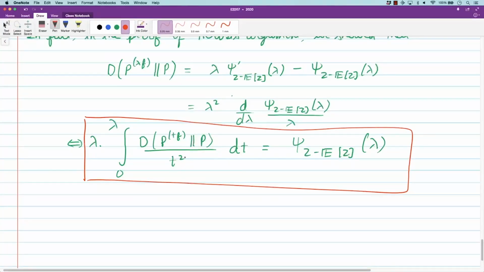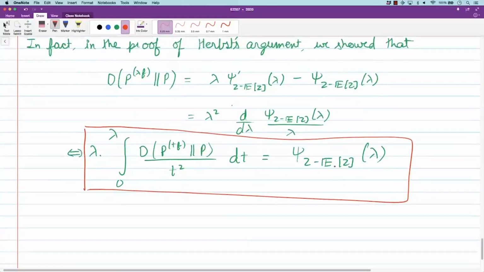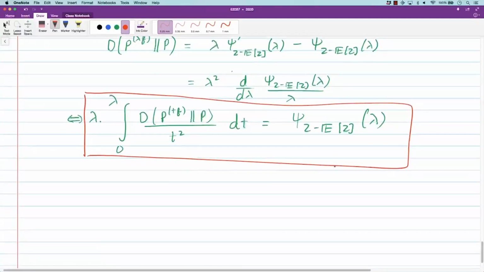And when you divide by t square, you can think of it as the second order term in the Taylor series approximation of this distance. So expand this distance and look at the second order term. That second order term, if you integrate from 0 to lambda and multiply with lambda, is exactly equal to the log moment generating function. So this is the gist of Herbst's argument.